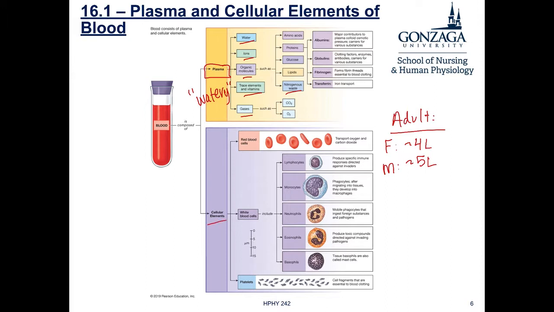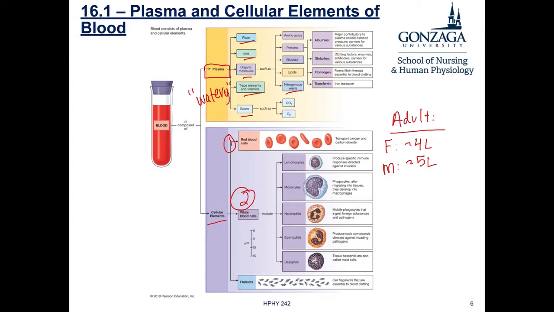If it's not plasma, it's these cellular elements, and there are 3 categories of cellular elements found in blood. The first one is red blood cells. There are only red blood cells in this category, specialized transporters of gases. The second category of cells found within the blood are white blood cells, or leukocytes, and there are 5 different types of white blood cells shown here.